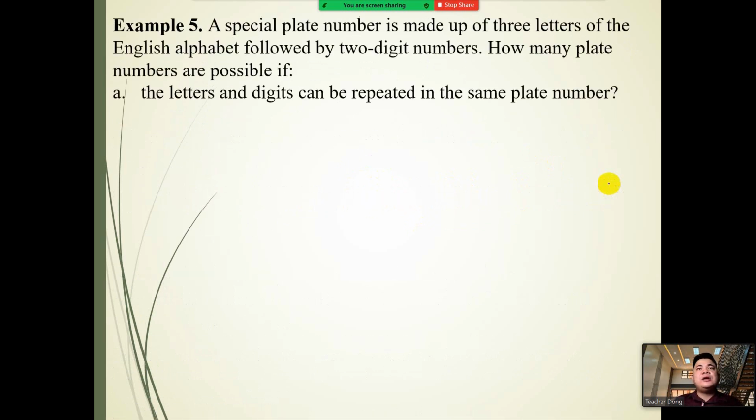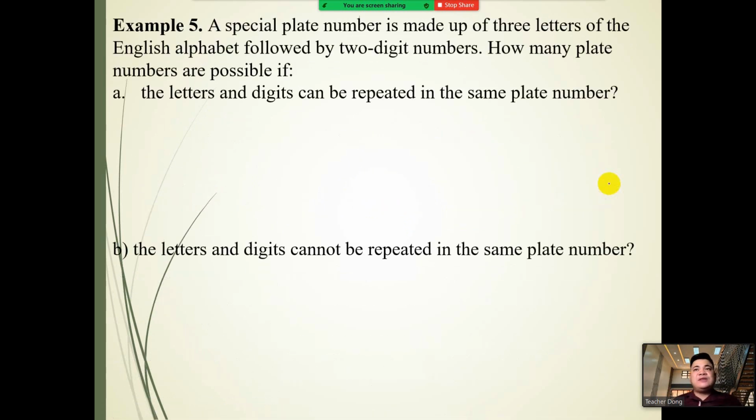A special plate number is made up of 3 letters of the English alphabet, followed by 2-digit numbers. How many plate numbers are possible if A, the letters and digits can be repeated in the same plate number, and B, the letters and digits cannot be repeated in the same plate number? When we are talking about plate numbers, there are a lot of possible outcomes, but we will just follow the questions that are being asked in this specific problem.